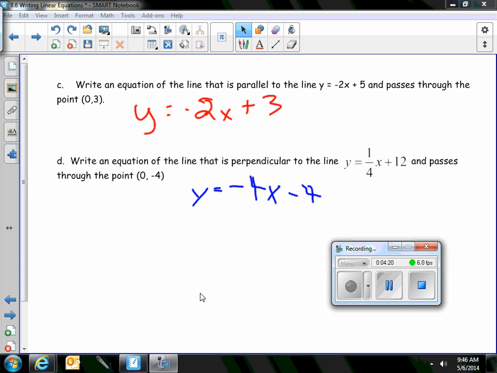In C, y is equal to negative 2x plus 3. A parallel line has the same slope, but our y-intercept is 3. And on D, y is equal to negative 4x minus 4 because it is the opposite reciprocal. So that would be a negative 4x with a y-intercept of negative 4.